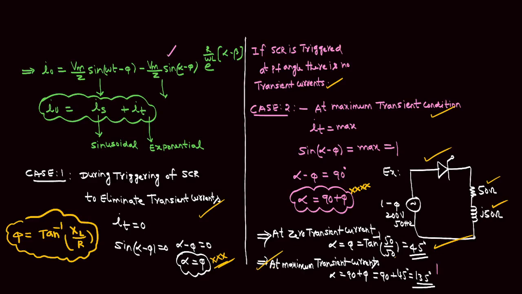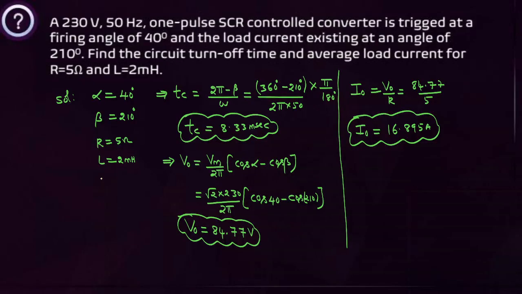At the maximum transient condition, what is the firing angle? Alpha equals 90 plus phi, so 90 plus 45 equals 135 degrees. That is, in this circuit, if you trigger the thyristor at 135 degrees, the transient currents are maximum. If you trigger the thyristor at 45 degrees, there are no transient currents. That type of question is also very important, and you have to practice these questions. This is the problem with respect to the RL load.